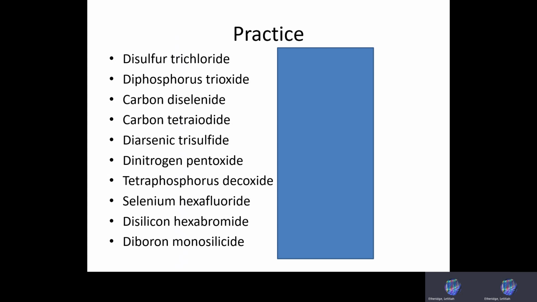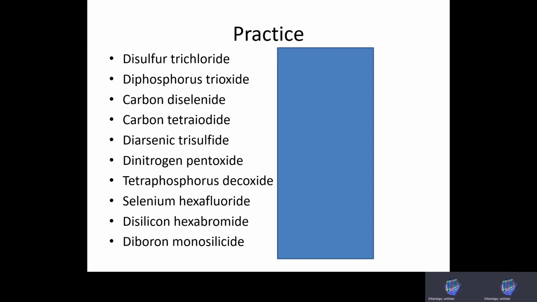The next one is carbon tetraiodide. Carbon is once again all by its lonesome, so it's just C. Tetraiodide implies that there are 4 of them, so it should be CI4. The next one, diarsenic trisulfide. Well, di indicates that we have 2, and we're talking about arsenic here. 3 is indicated by the tri in the sulfide, so the answer would be As2S3.